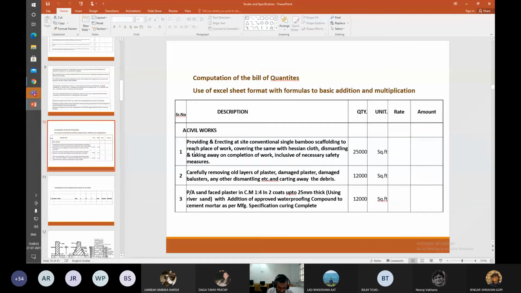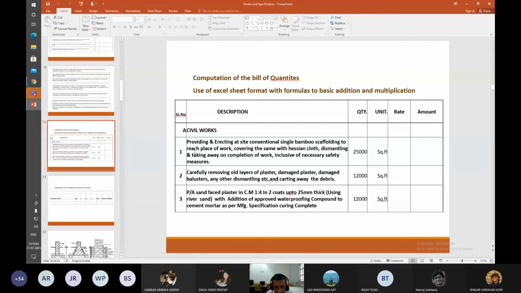What is usually the ratio of PCC? Are you aware? What is the ratio of PCC that is required? 1:4:8. Okay, perfect. It can be either 1:4:8 or 1:3:6, either of the two. What thickness will you lay the PCC? Up to 25 mm?